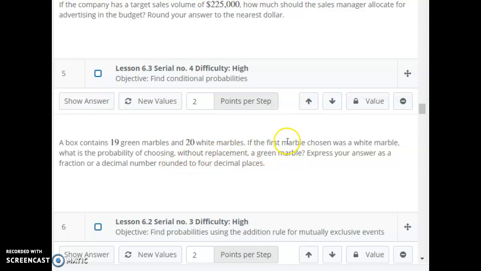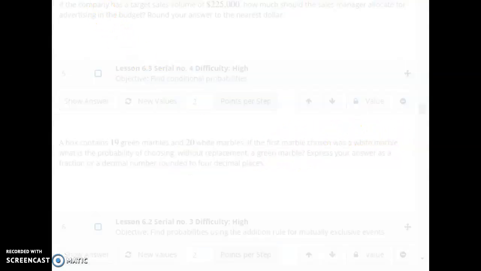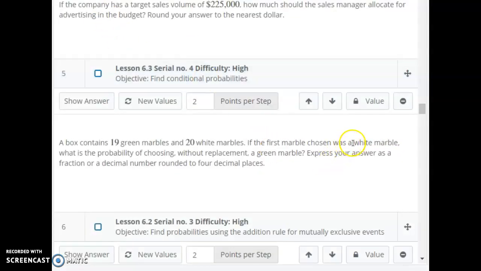So you have to take this white marble out. So now we only have 19 white marbles since this has already been taken out. So now what's the chance of choosing a green? Would be 19 out of 38, or 1/2. And I guess you could do it as a fraction or a decimal here.